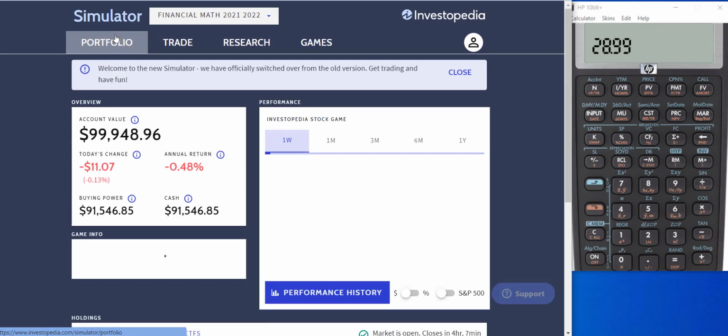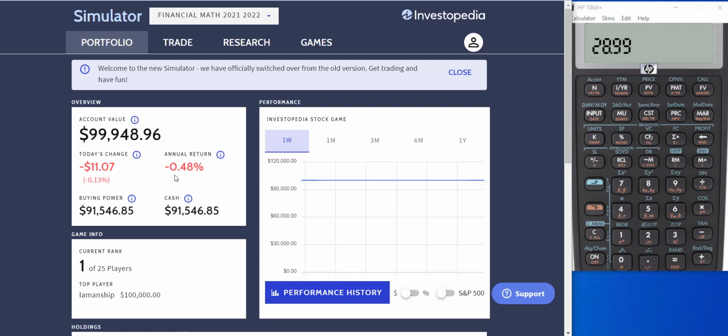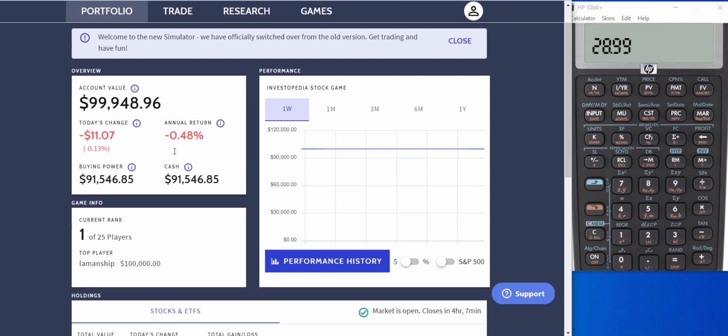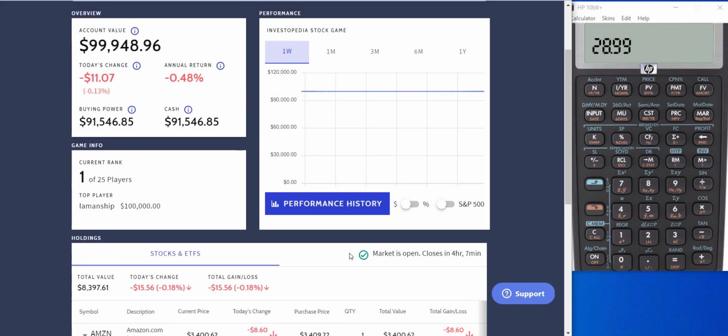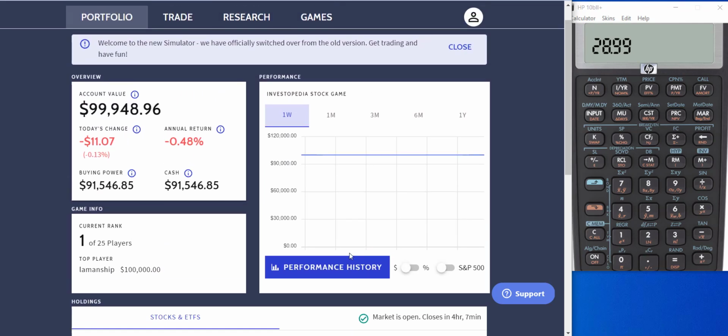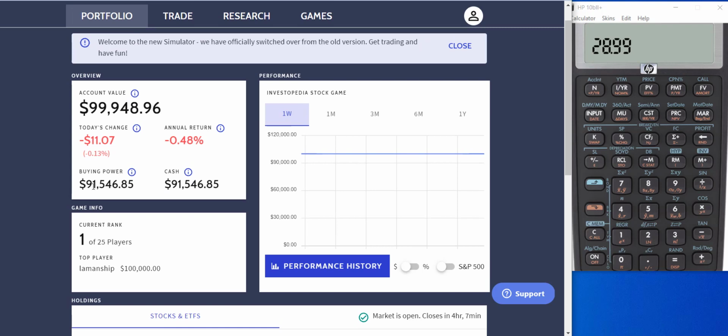So let's go back to my portfolio, and you can see that the trades are starting to go through, that both my trades have placed. The value of my portfolio has those in there. Since I bought those, they've dropped down a little bit today, so we'll keep watching it. It shows that I have $91,546.85 in cash.